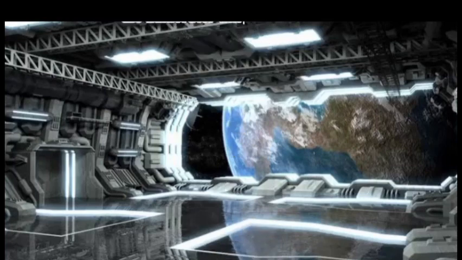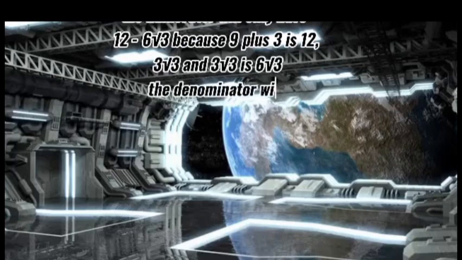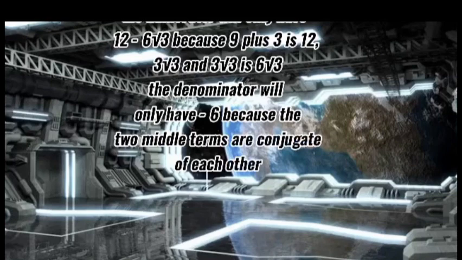The numerator will be 12 minus 6 square root of 3, because 9 plus 3 is 12, and 3 square root of 3 and 3 square root of 3 is 6 square root of 3. The denominator will only have 6, because the two middle terms are conjugates of each other. So 12 minus 6 square root of 3 over 6.